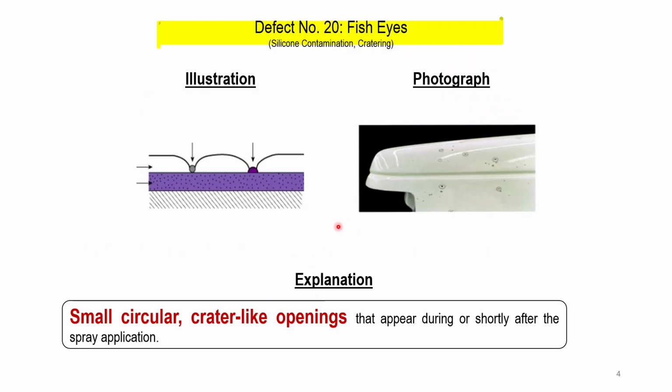Here is the illustration and photograph. Fish eyes can be explained as small circular crater-like openings that appear during or shortly after the spray application.